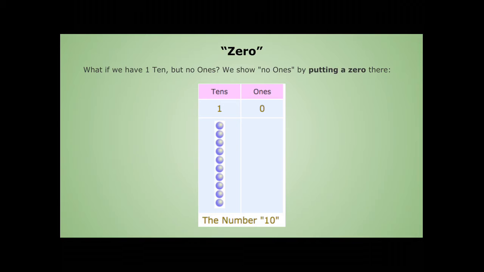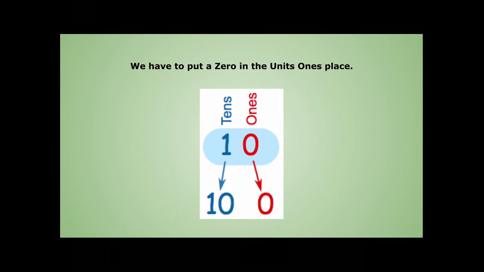Well, what if we have 10 but we don't have any units or any ones? We show no ones by putting a 0 there. So you'll notice with the beads, you see 10 beads, and then you see nothing next to it. And we represent that as a 1 in the tens place and a 0 in the ones place or the units place. That's the number 10. So we put a 0 in the units place.